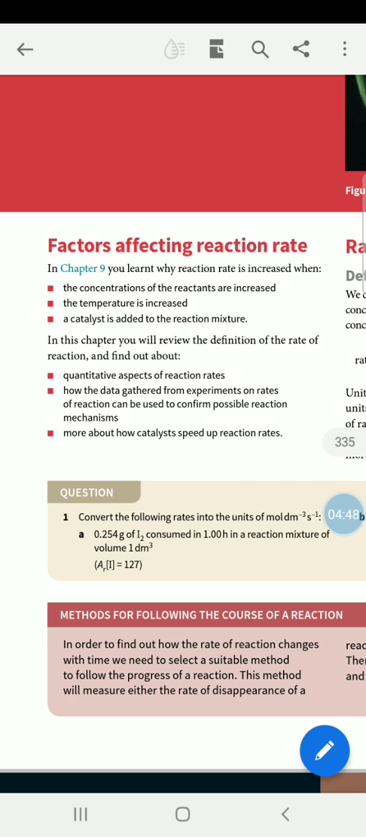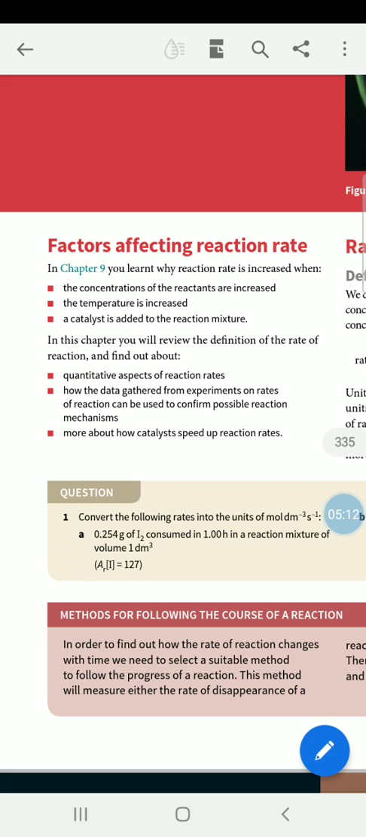Then a catalyst is added. When a catalyst is added, the activation energy is reduced, right? So that is again one thing that we have learned. So as a result, the reaction rate would also increase. So now we will be looking at something called the rate of reaction.